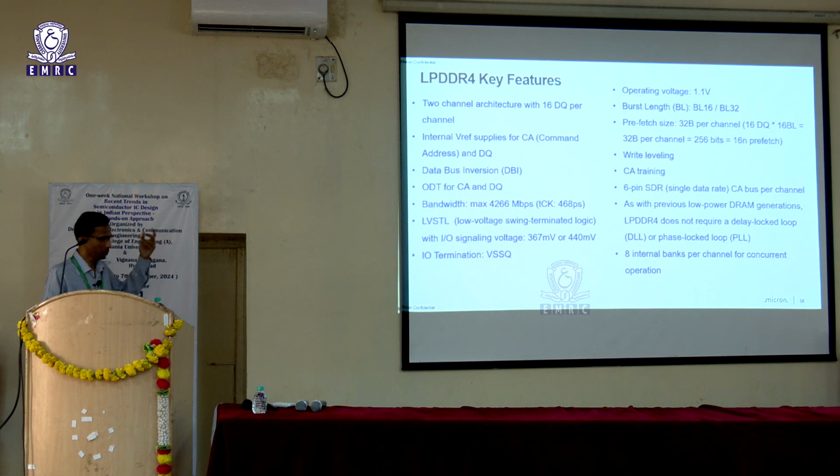And IO termination is VSSQ based, and the operating voltage is 1.1. Burst length, we have seen, is like a prefetch. So, are we prefetching 8 bit or 16 bit or 32 bit? This talks about that. And then we have 16 DQs. If you are doing a 32 bit prefetch or a 16 bit prefetch, it will talk about how many bits of data you are prefetching for every command.